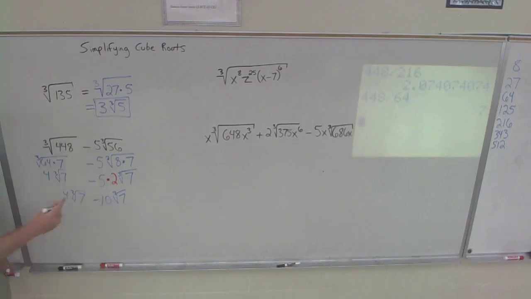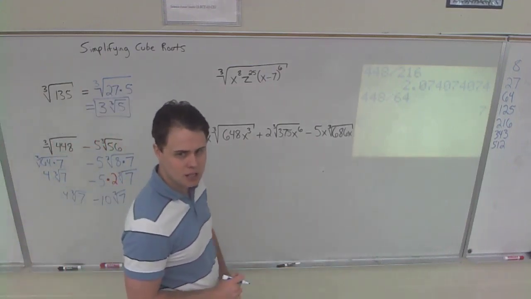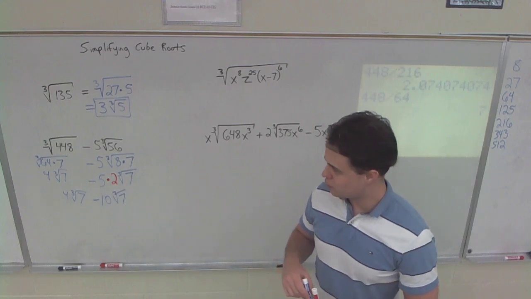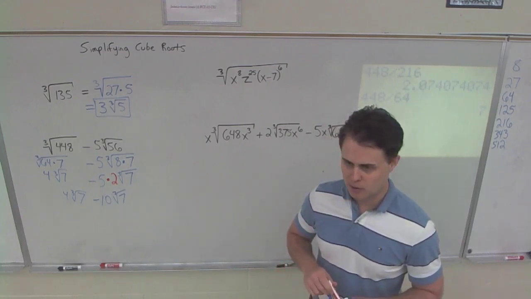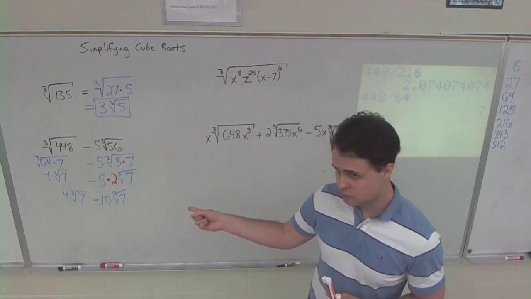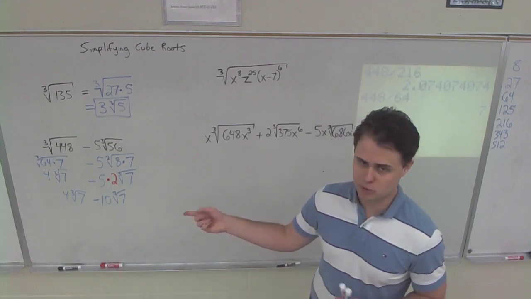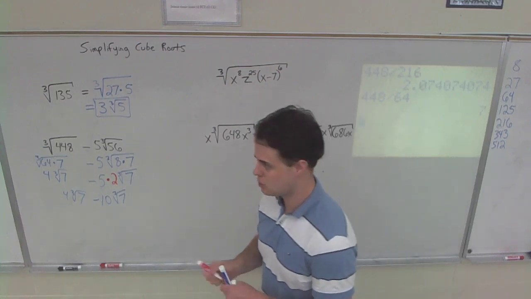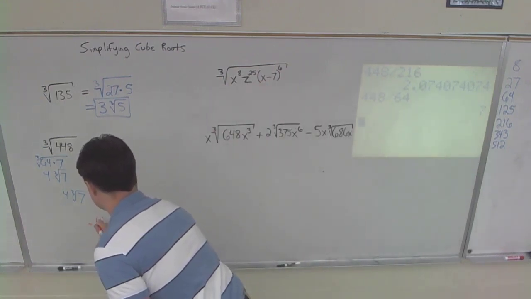Can I put these terms together or not? Sometimes you can, sometimes you can't. We have the same kind of objects here. We've got cube roots of 7. We've got 4 of them, and then we take away 10 of them. If you have 4 minus 10 of something, it's negative 6 of that something.